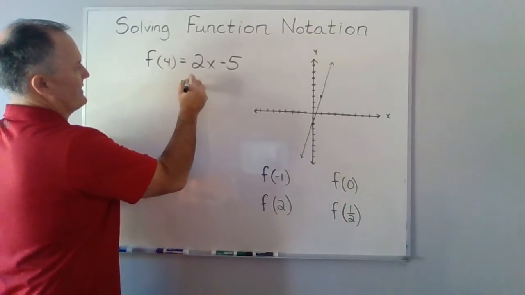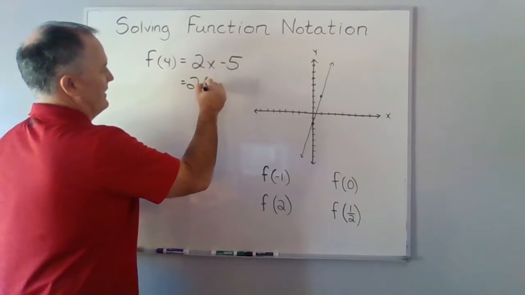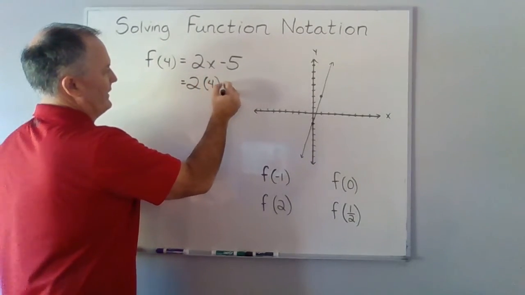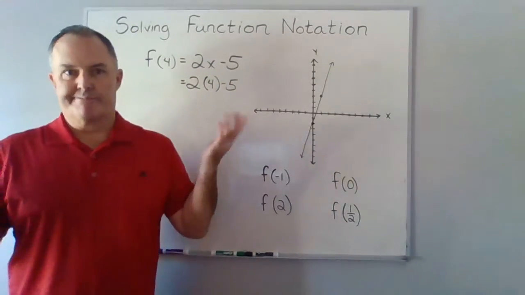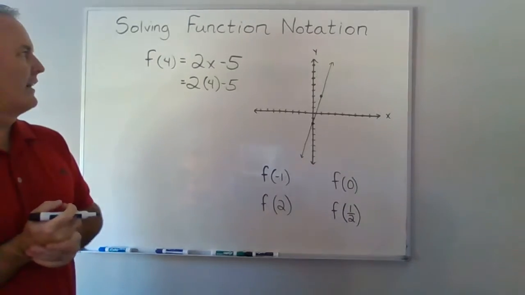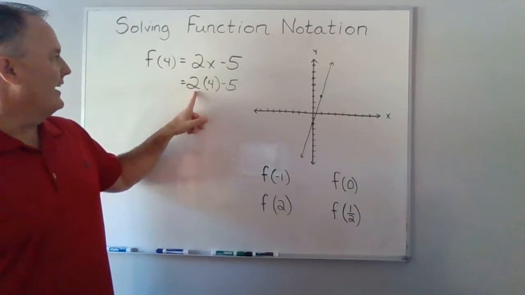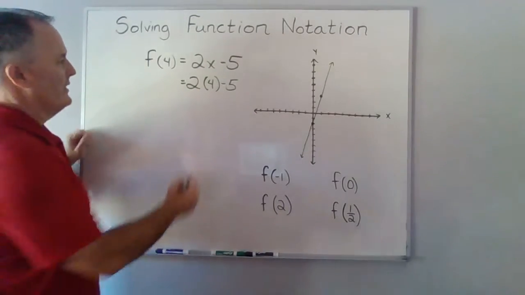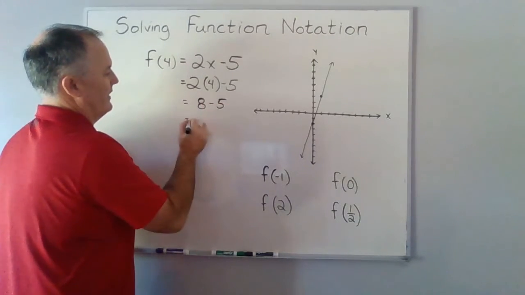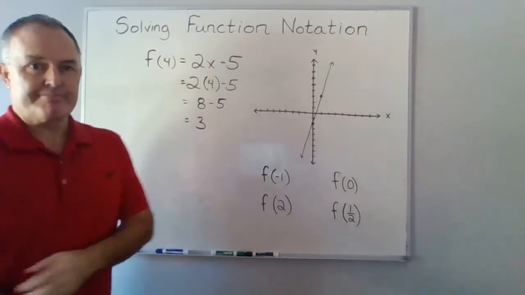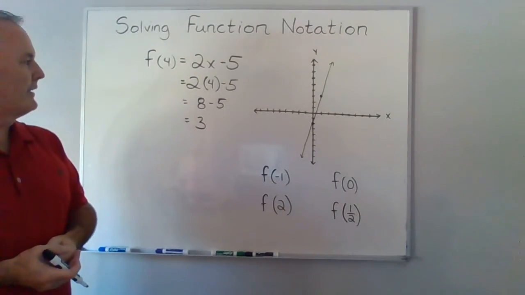So if I was to rewrite this and solve this, I would do 2, and I would not put the x there. I'd put the 4 in parentheses, minus 5. Otherwise, it would be 24, and we're not doing 24 minus 5. So you just plug the 4 into wherever you see an x in your equation. So 2 times 4 is 8, minus 5 is 3. That's as simple as that. You just plug it in wherever you see it happening.